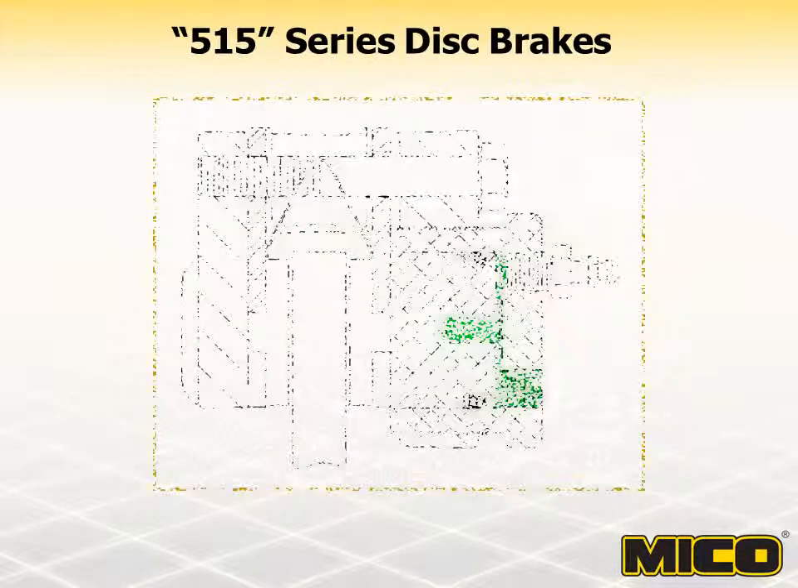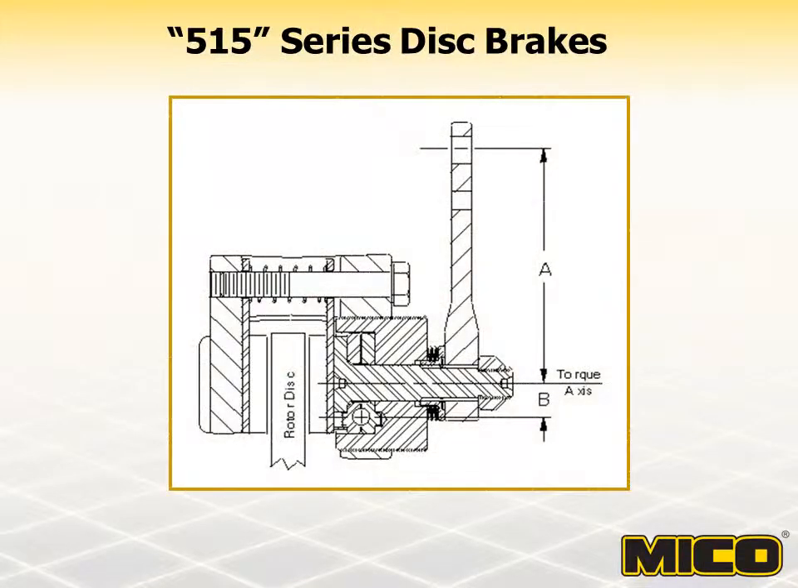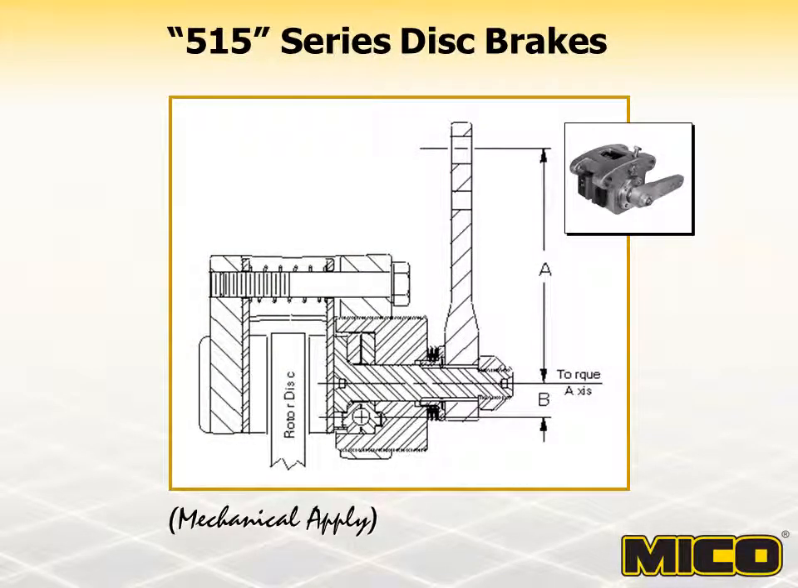The 515 series hydraulic apply brake shown here is in the static position. Hydraulic fluid enters the brake through the inlet port and causes pressure to build in the internal cavity. This pressure causes the piston and linings to contact the rotor disc and provide clamping force. When hydraulic pressure is removed from the cavity, fluid exits the brake and the piston returns to its original position and provides disc running clearance. A clip spring holds the linings away from the rotor disc to prevent rattling while the brake is in the static position.